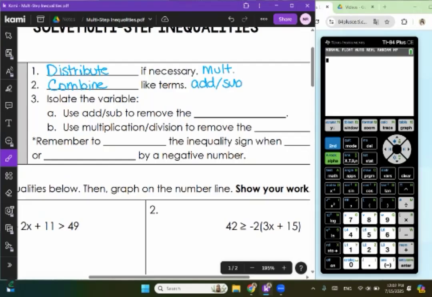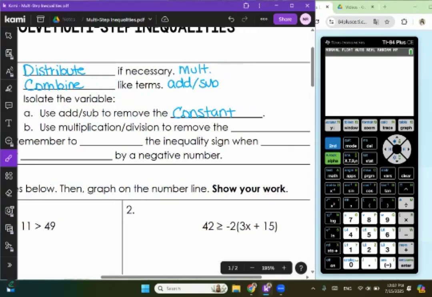Okay. Isolate the variable. After you distribute and combine, 9.9 out of 10 times you'll be down to a two-step equation. So that's where we start to remove the constant, using adding and subtracting. After you remove the constant, you get rid of the coefficient by multiplying or dividing. But remember, most of the time, your last step is going to be to divide. And of course, remember to flip because this is an inequality.